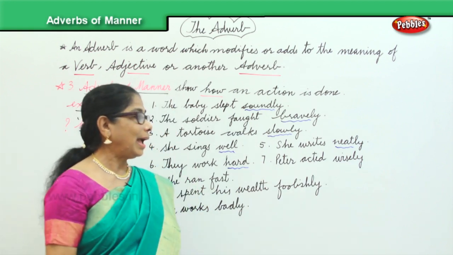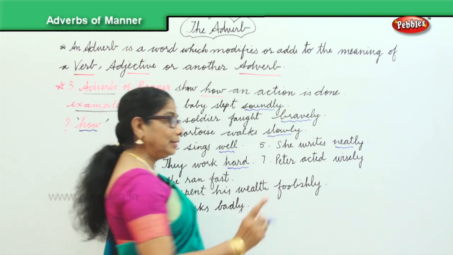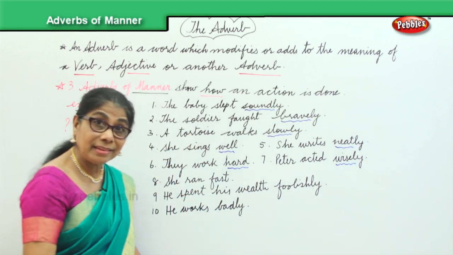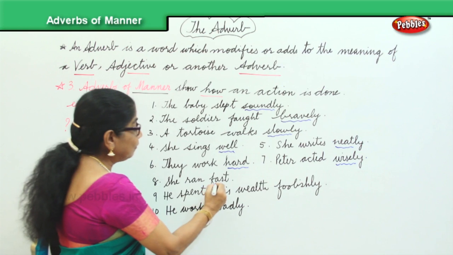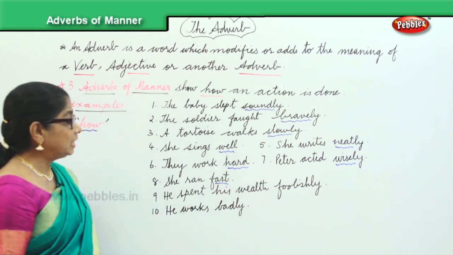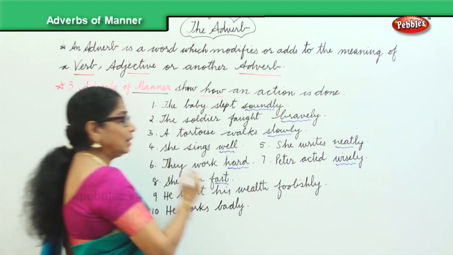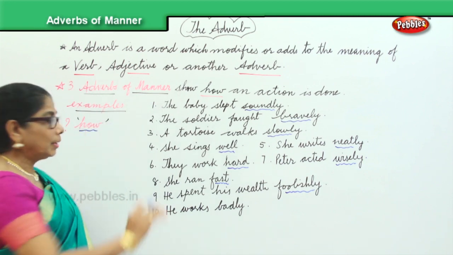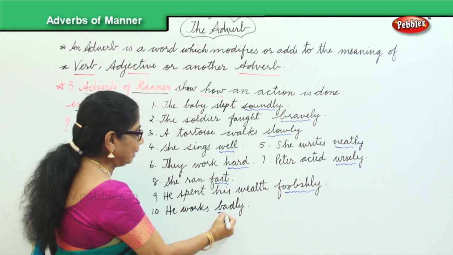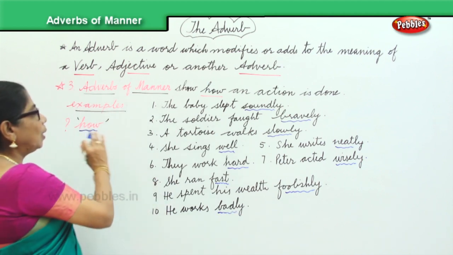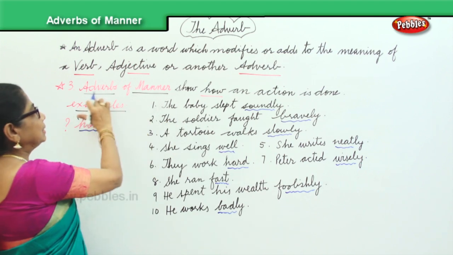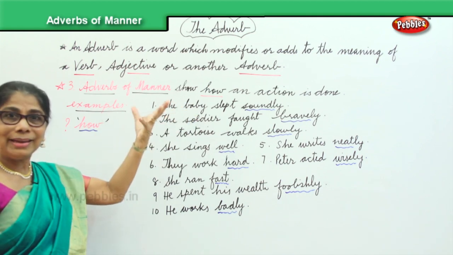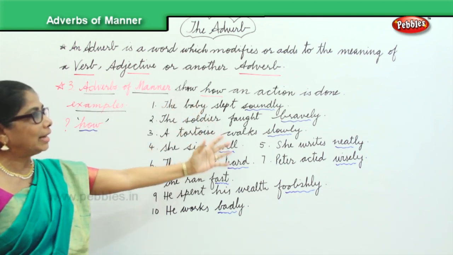Peter acted. How did he act? He acted wisely. She ran. How did she run? She ran fast. He spent his wealth. How did he spend his wealth? He spent his wealth foolishly. He works. How does he work? He works badly. So, when you ask the question how, you know that's an adverb of manner. In what manner? How did the baby sleep? Soundly. So it tells how an action is done.